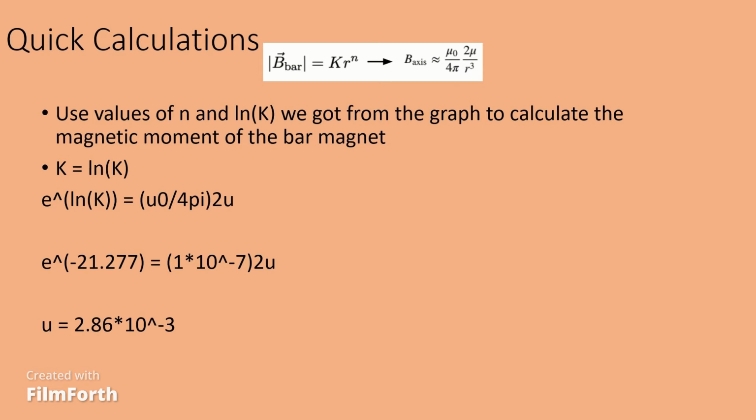So here we go back to the formula of the magnitude of the magnetic field of the bar, which will be equal to k r to the n. We know that the magnitude on axis is that formula up there, right? So we can simply substitute in the values, set these equal to each other, and solve for the magnetic moment. When we put in the r cubed and they're equal to each other, the r cubes would cancel out, and you'd simply be left with e to the ln of k times mu over 4 pi times 2u, and from there you can calculate that u is about 2.86 times 10 to the -3rd, which is the magnetic moment.